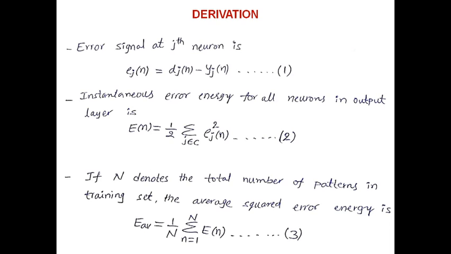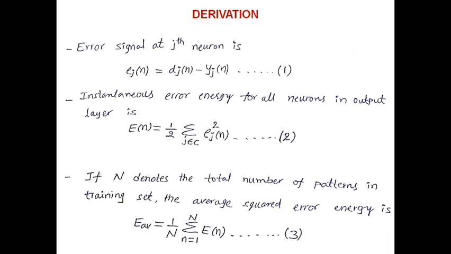Then the instantaneous error energy for all neurons in the output layer. The output layer error energy E of n is equal to 1 by 2 summation over j belongs to C, Ej square of n. J belongs to C means that the jth neuron belongs to some set C. In the previous class we also discussed why 1 by 2 and Ej square: you have to differentiate this error energy and set it equal to 0 to minimize the error. That's why we have taken half and square. When you differentiate, you will get only Ej of n.